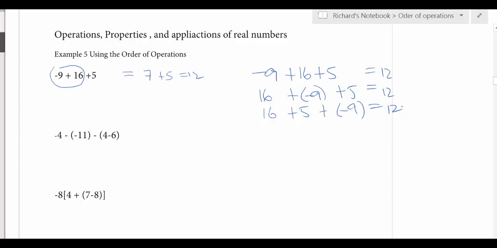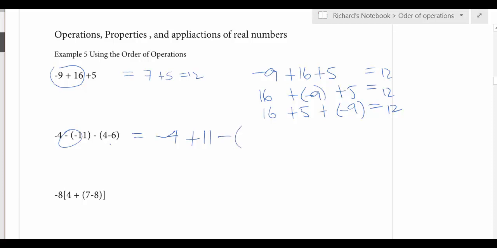Let's look at another example here. I've got negative 4, and then there's a minus sign, and then a minus 11 in brackets, and then a minus sign, and 4 minus 6. What I'm going to do is, if there's a very easy double negative, I'm going to do that in one step. So I'm going to start off with the minus 4, and then I've got a double negative right there. Minus minus 11 is plus 11. And I've got something more complicated, a negative sign, and then in parentheses 4 minus 6. I'm going to actually evaluate this.